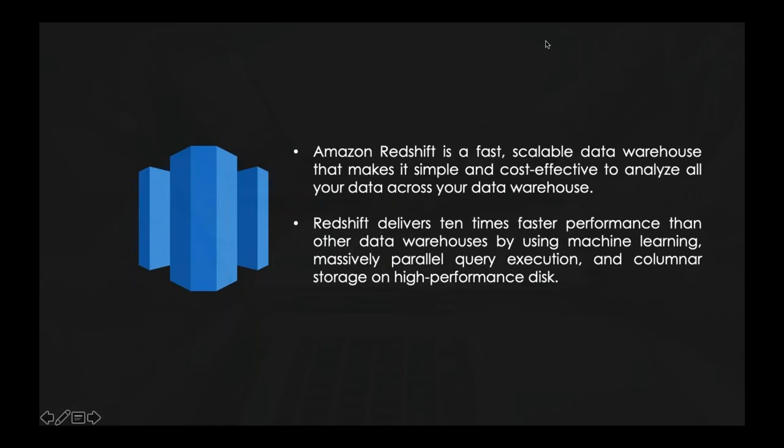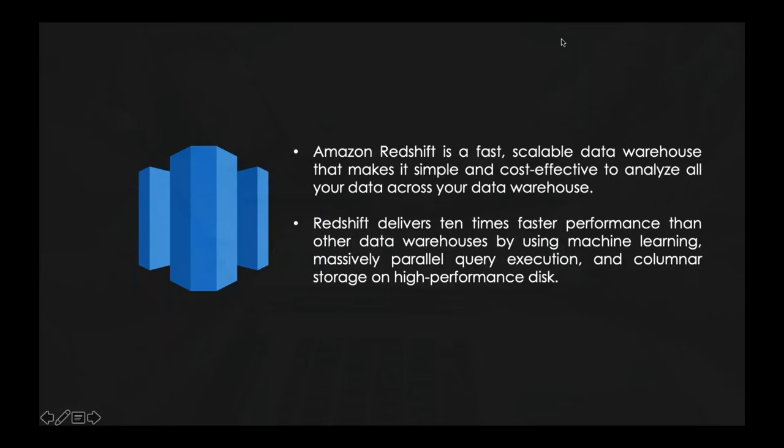So Amazon Redshift is a fast, secure, and scalable data warehouse that makes it simple and cost-effective to analyze all your data across your data warehouse. Now, how is it fast? Amazon Redshift delivers 10 times faster performance than other data warehouses because it uses machine learning, massively parallel execution, and columnar storage.